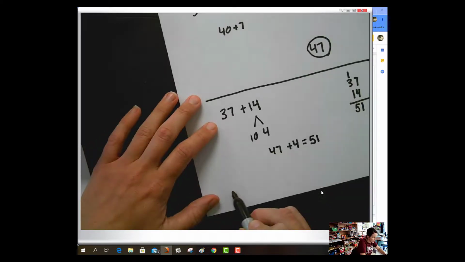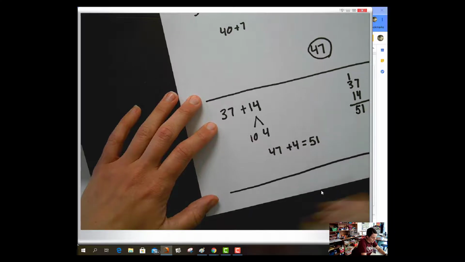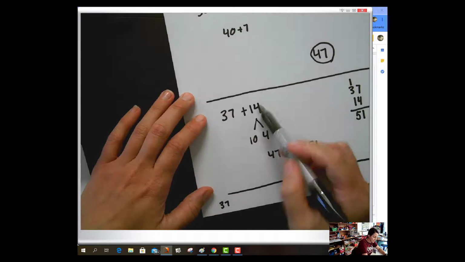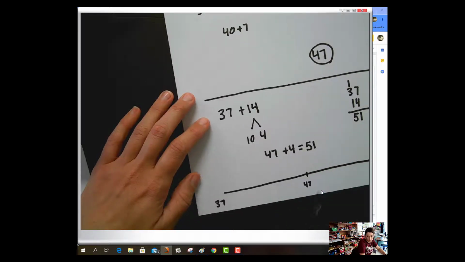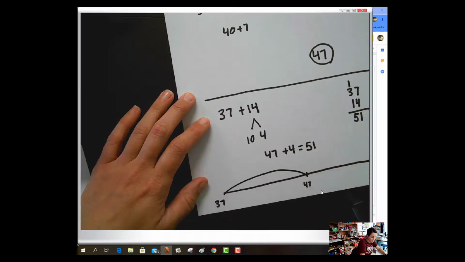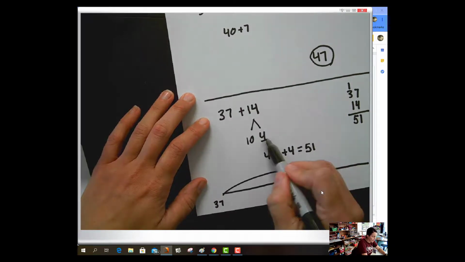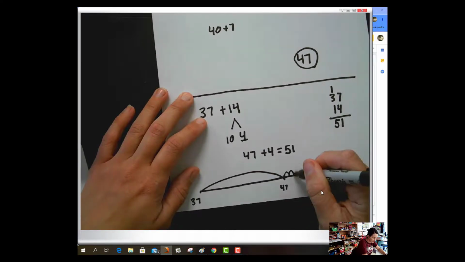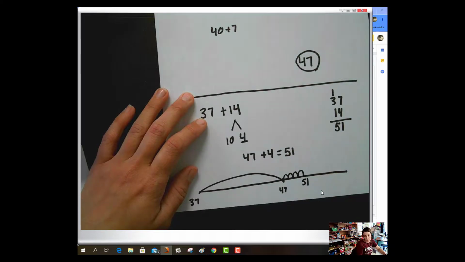Some people skip count in their heads or use like a number line almost. If you have 37, and I take this 14 and break it down into 10 and 4 in my head, I can think, okay, 37 plus 10 is 47, and then I just need to count up 4 more. So it'll be 48, 49, 50, 51. So you might have done that.